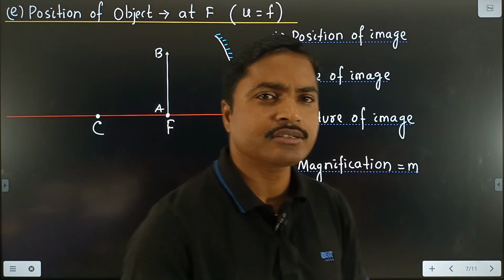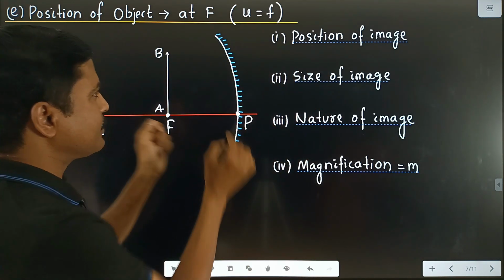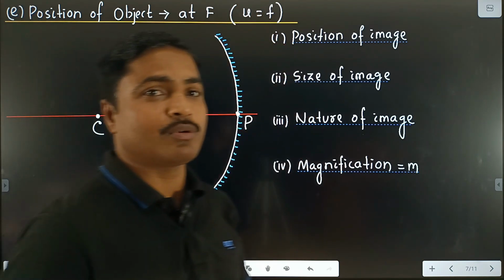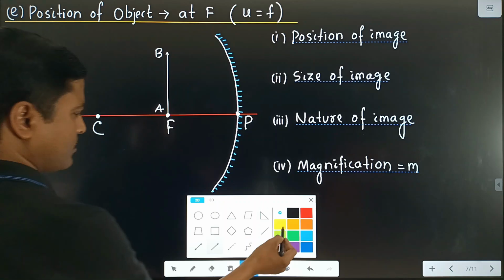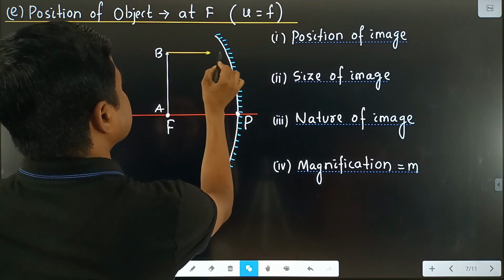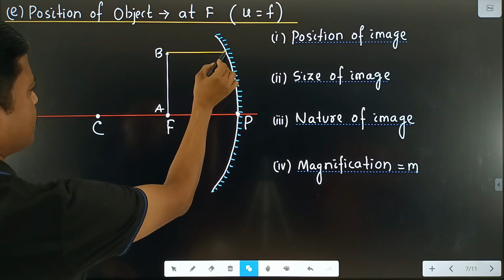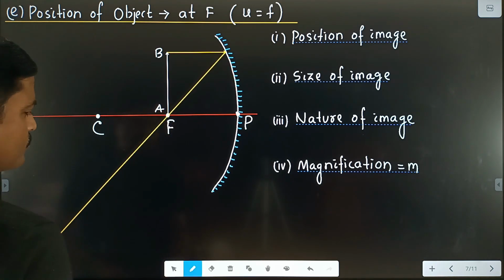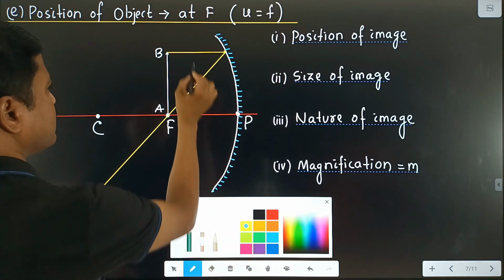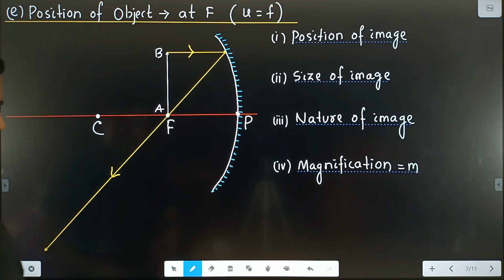Object is situated at focus. Then what is the object distance? Object distance is equal to P to F, that is U. U is equal to F. So we write U is equal to F. Then we draw two incident rays. First incident ray is parallel to the principal axis. And you know, after reflection, the ray must pass through the focus. This one is the first incident ray, and this one is the first reflected ray.